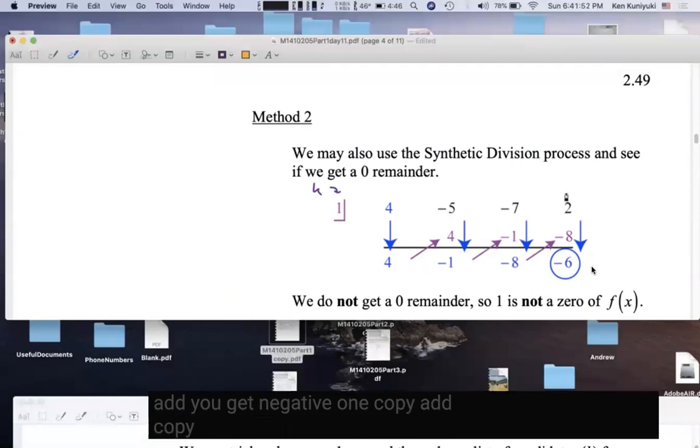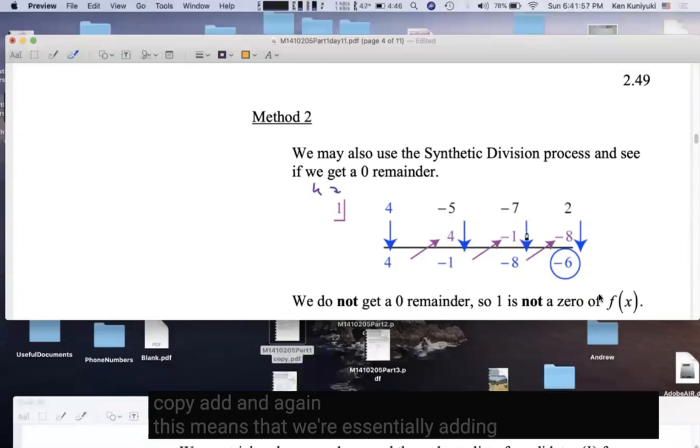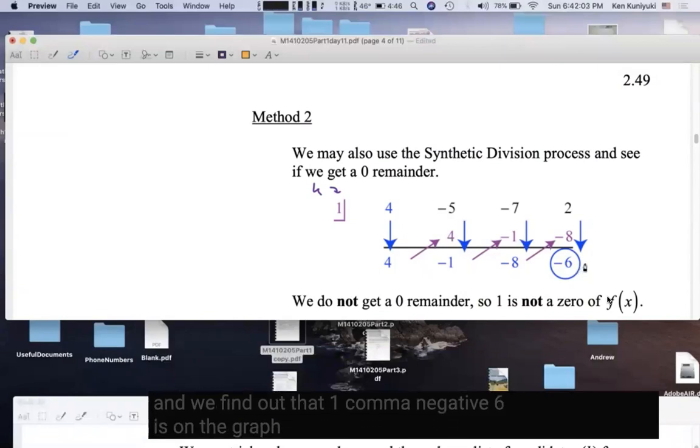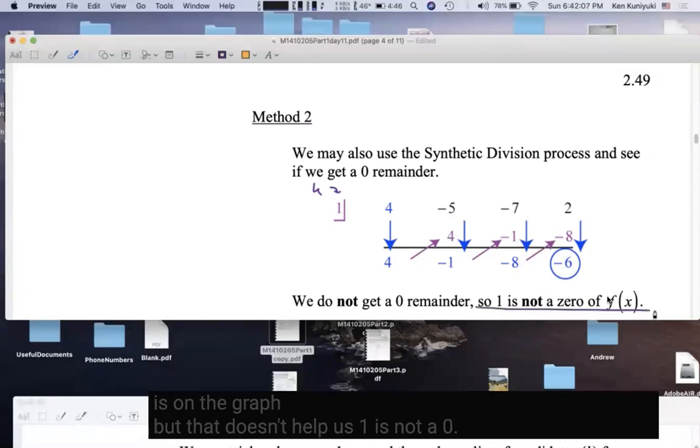Add, copy, add. And again, this means that we're essentially adding all the coefficients. We end up with -6 again. And we find out that 1 comma -6 is on the graph, but that doesn't help us. 1 is not a 0.